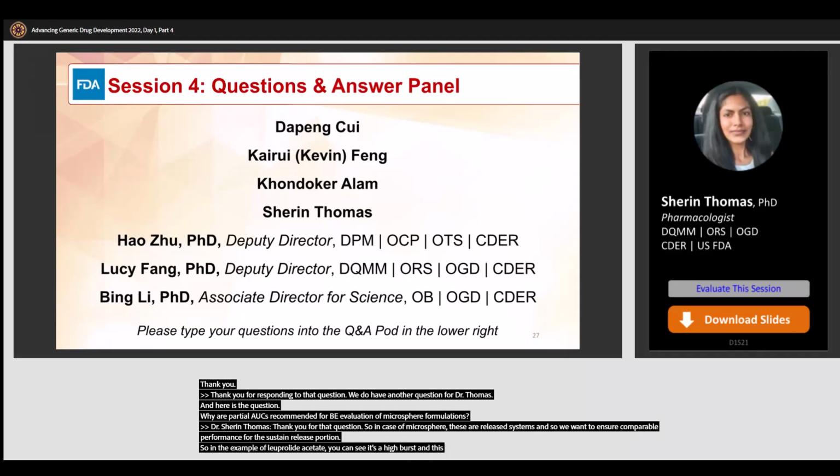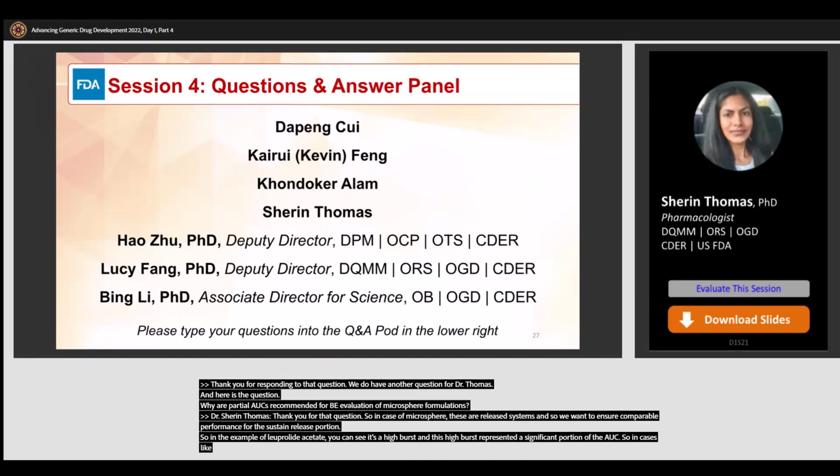So in cases like this, the traditional metrics such as total AUC will not be able to capture the differences in the PK shape adequately, and hence we would recommend a partial AUC specifically for the sustained release portion. Thank you.